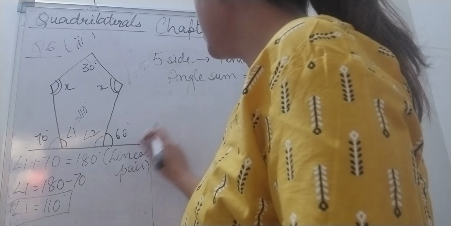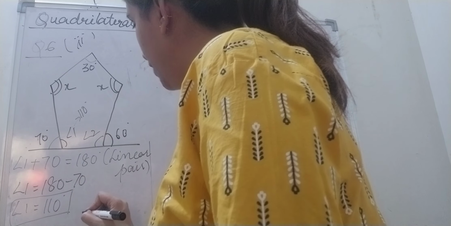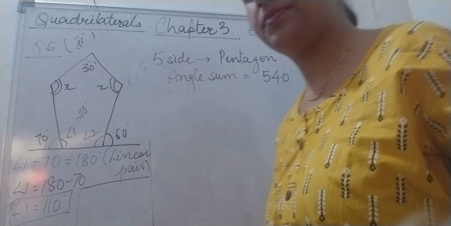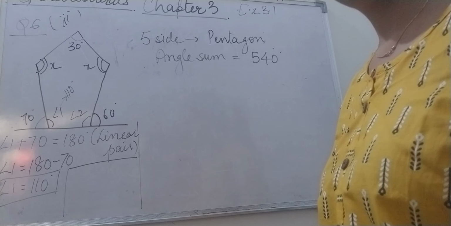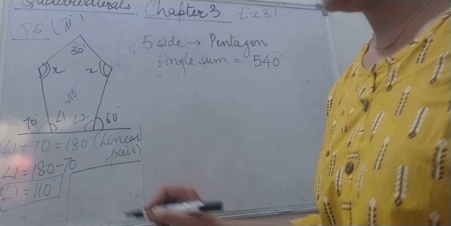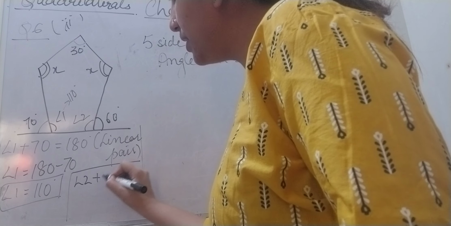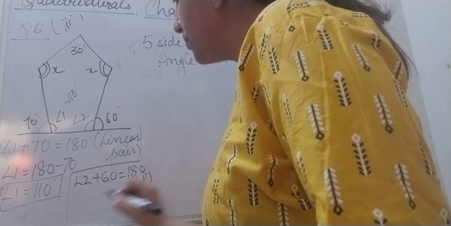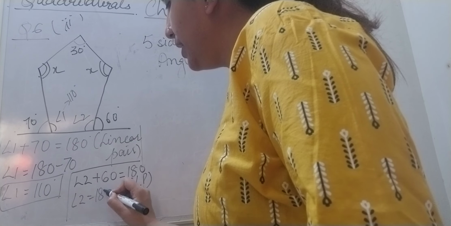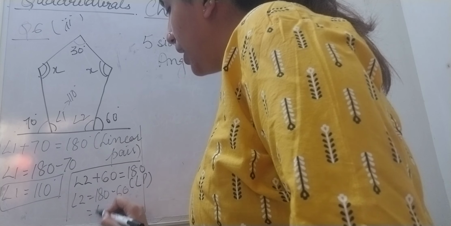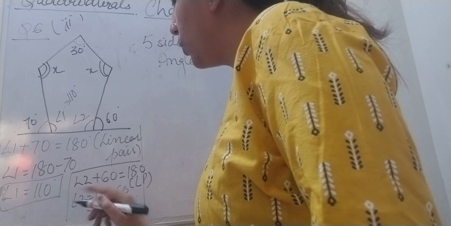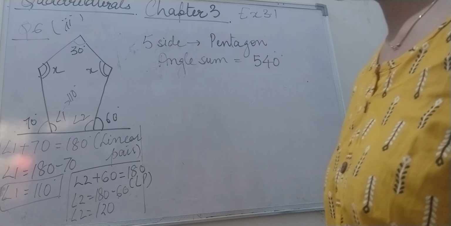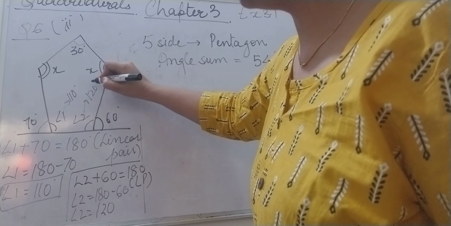Similarly, angle 2 I can find. Angle 2 plus 60 is equal to again 180, linear pair. Angle 2 equals 180 minus 60. It gives 120 degrees. Angle 2 value we have calculated, this should be equal to 120 degrees.